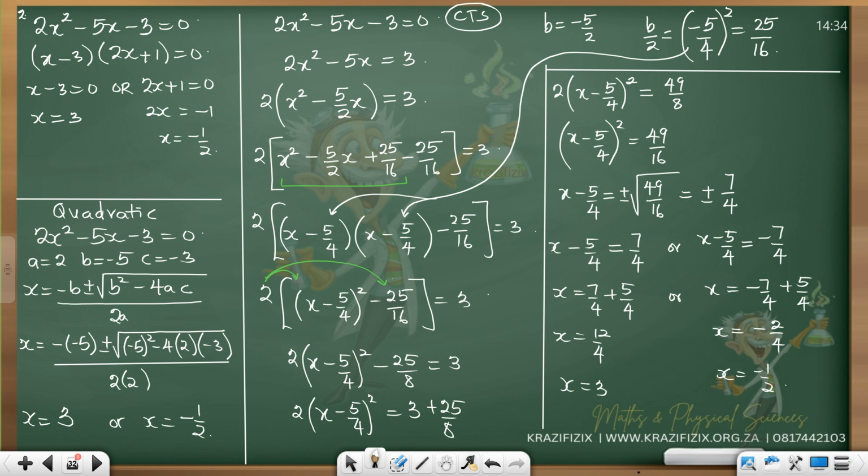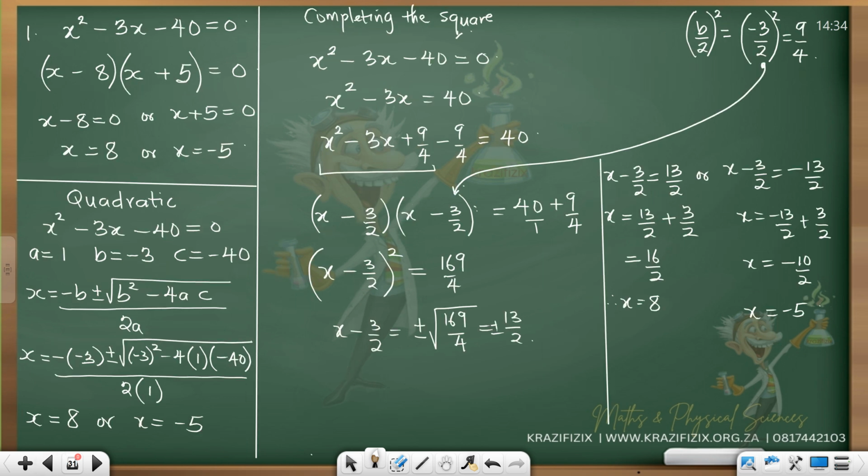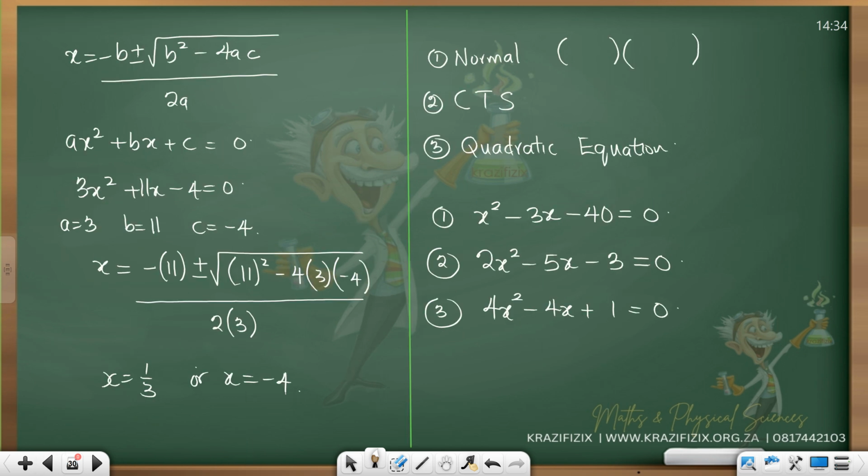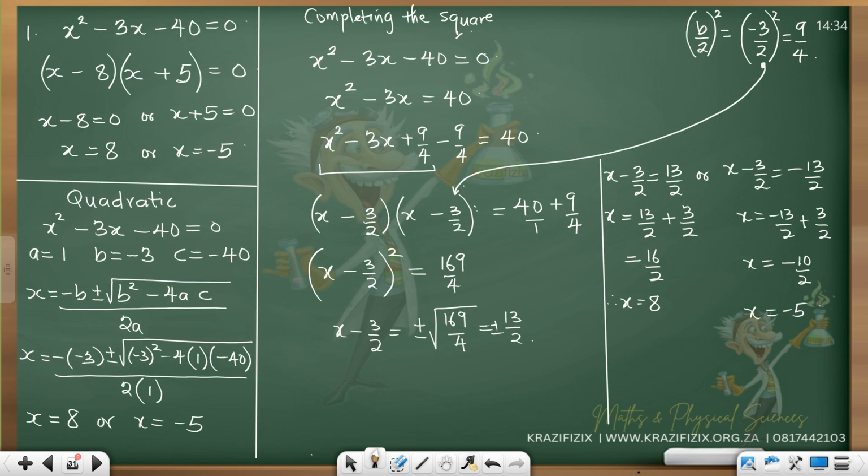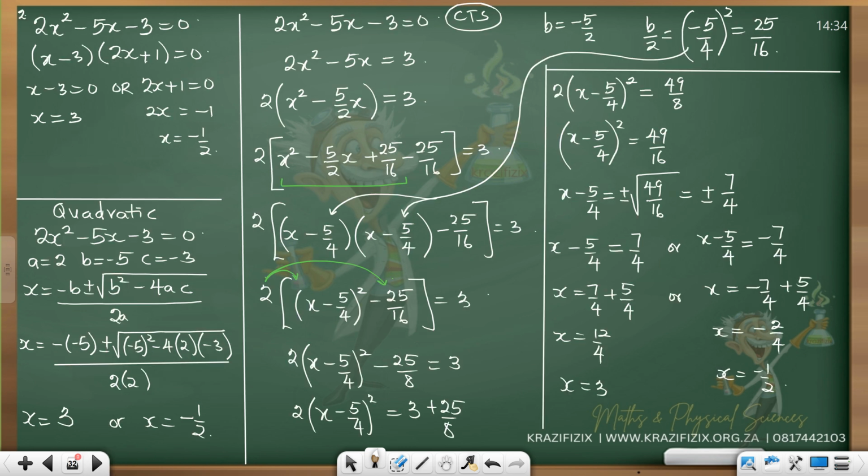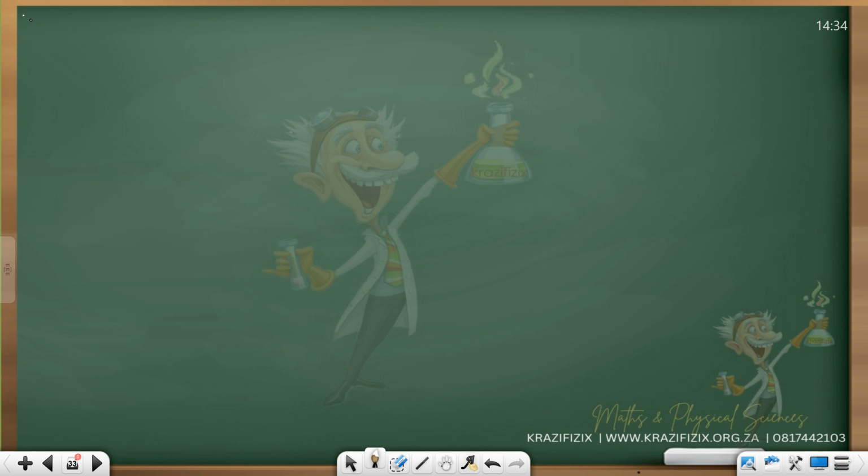Please let me know once you are finding it difficult to hear me. I think I just need to get the cables fixed. But otherwise, let's try number 3. What is question number 3? 4x squared minus 4x plus 1. We are going to run through the 3 methods again. 4x squared minus 4x plus 1 equals to 0.